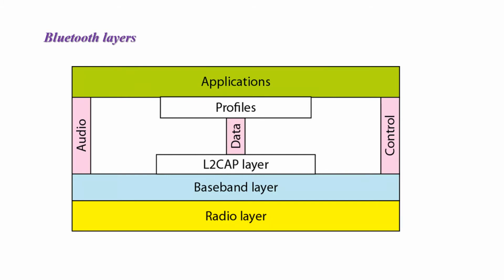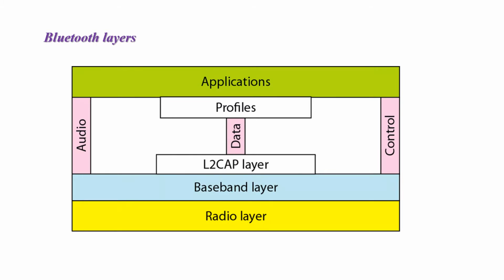Bluetooth layers. Bluetooth uses several layers that do not exactly match those of the Internet model. Radio layer. What is the radio layer? The radio layer is roughly equivalent to the physical layer of the Internet model. Bluetooth devices are low power and have a range of 10 meters.